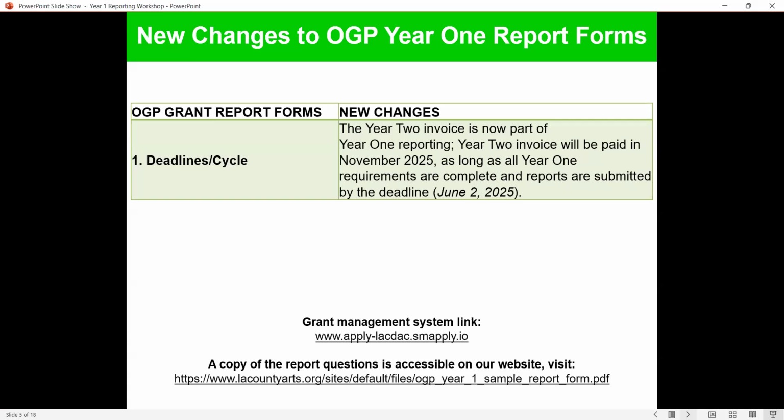And just as a note, the Year 2 invoice won't appear as part of your report forms. So you'll complete your reporting forms for Year 1, and once you've submitted those, you'll then see the invoice to complete. So that will appear just as soon as you complete your Year 1 reports. Again, there you'll see the grant management system link.